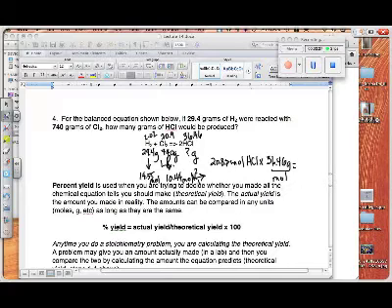And I get 761.1. Significant figures: I'm going to go with 3 significant figures, so 761 grams of HCl.